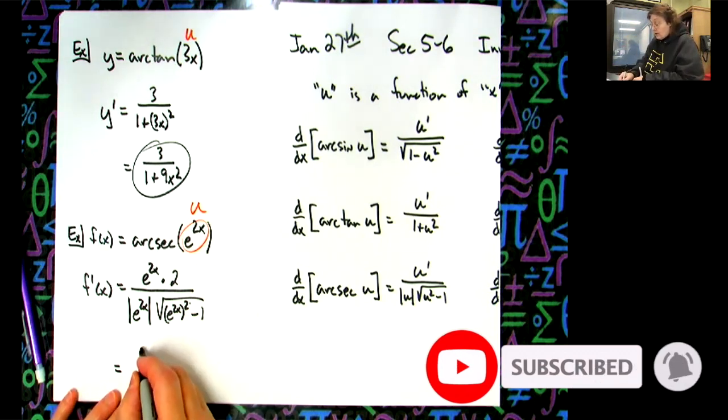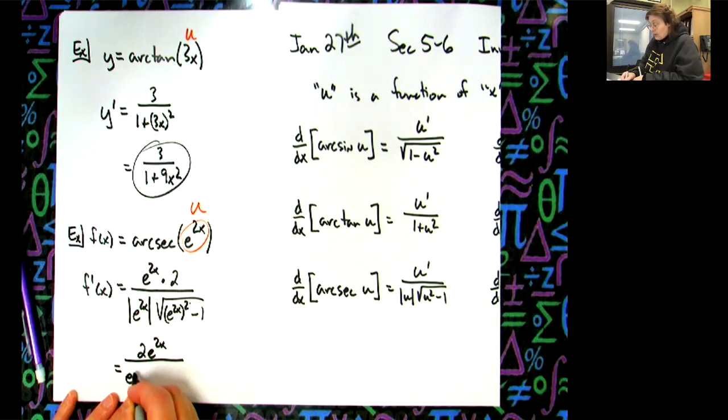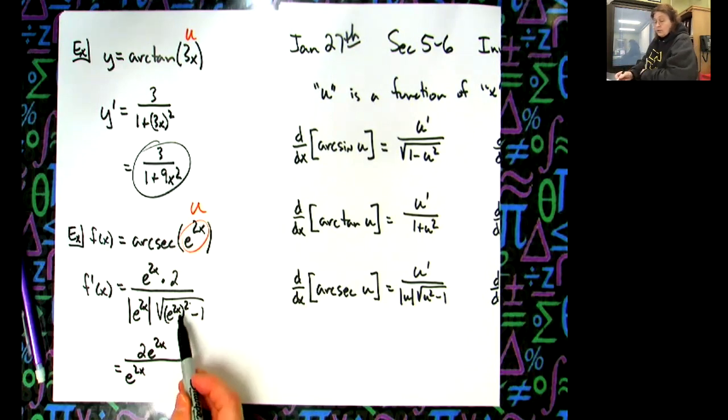So my numerator can clean up to 2e to the 2x. I can have my e to the 2x here. This would be a power raised to a power, so that's going to be a 4x.